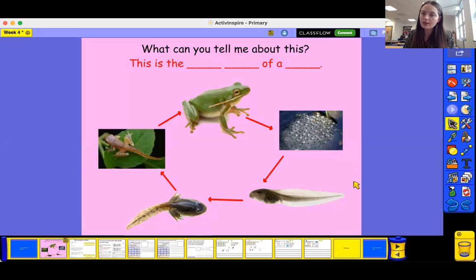Okay, let's carry on with our literacy lesson. So, what is this a picture of? What can you tell me about all of these pictures? What is it showing? Tell somebody in the room, what is this?